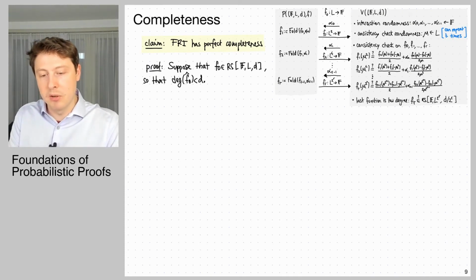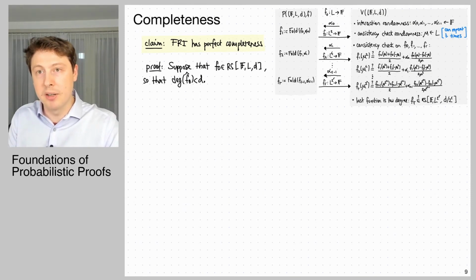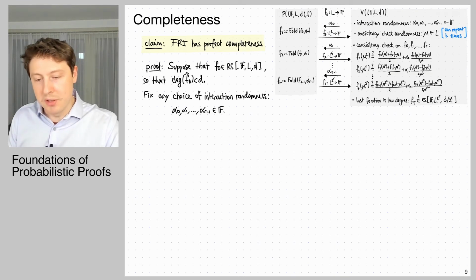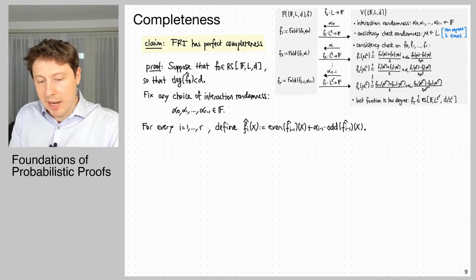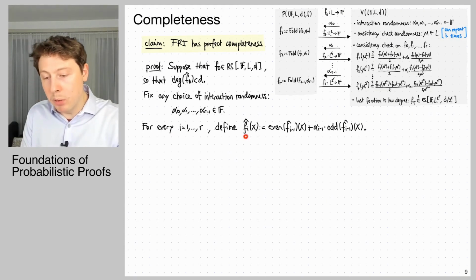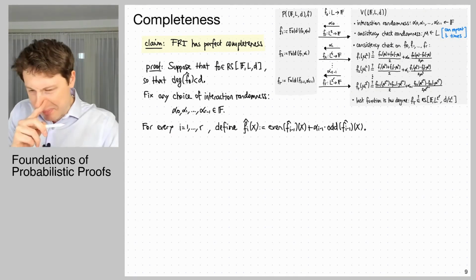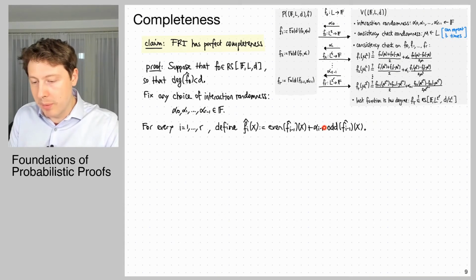Suppose that the original function that is written down over the domain L really does have degree strictly less than d. Now, fix any choice of interaction randomness. Remember, for perfect completeness, it means that we have to show that things accept regardless of randomness. So fix some arbitrary choice. And for every round, we can define a polynomial, which is the even and odd folding around the correct randomness of the previous polynomials, right? Again, now I'm defining everything in terms of polynomials.